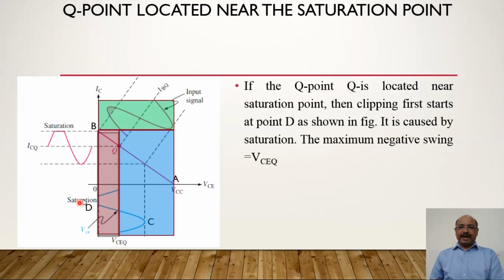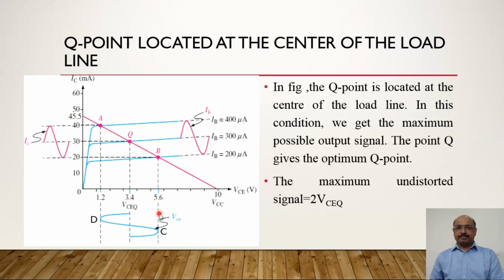It is caused by saturation. Therefore, the maximum negative swing is equal to VCEQ. This again gives distortion in the negative swing. In both the cases, some area gets wasted.